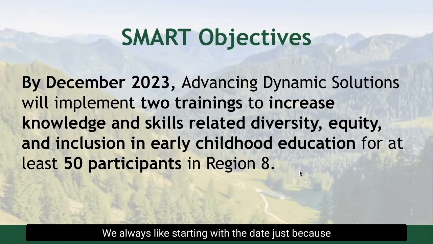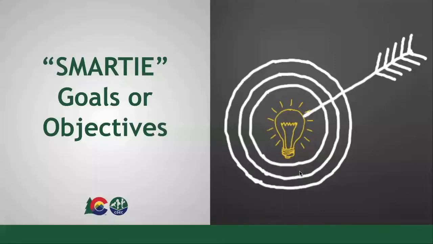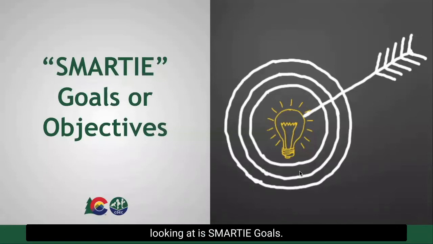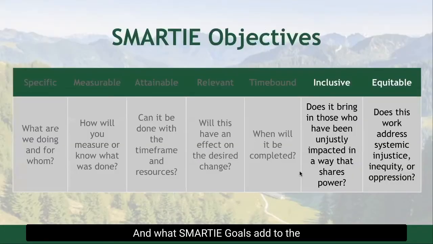We always like starting with the date just because that makes it really concrete for people to know the time for which you're doing it, but you'll see the rest of the elements of the SMART objective are included. A newer thing that we're really looking at is SMARTY goals. And what SMARTY goals add to the other pieces of the SMART objective are the ideas of inclusivity and being equitable. So really thinking, does this work?